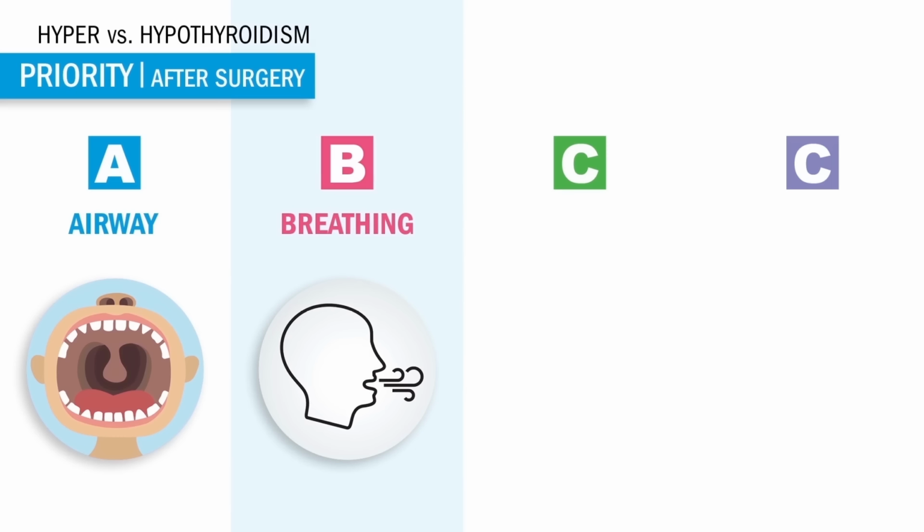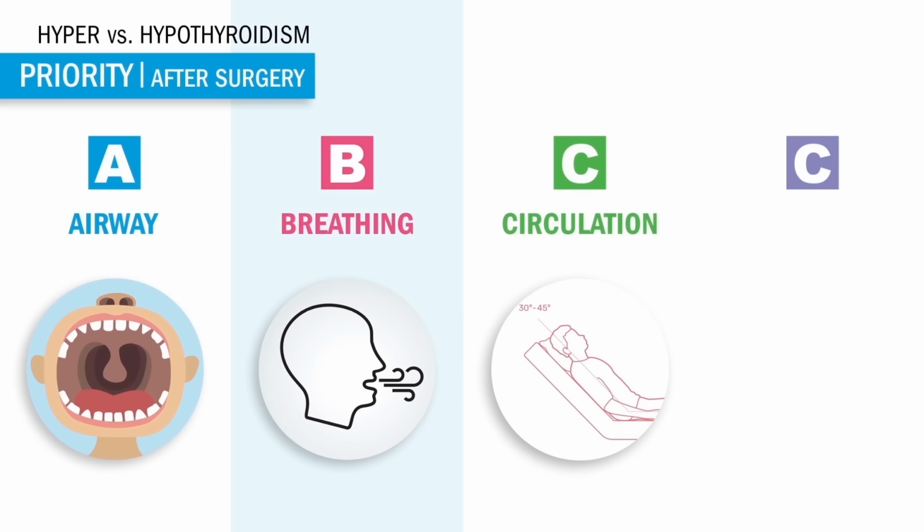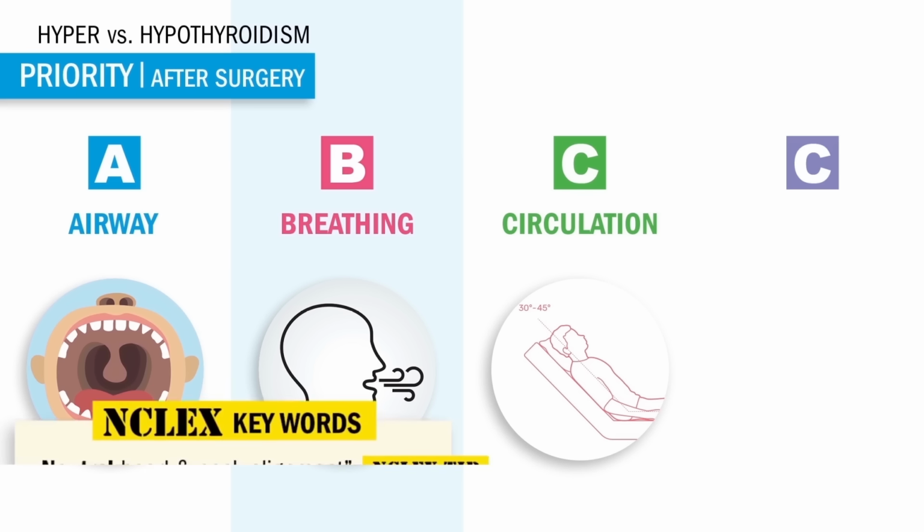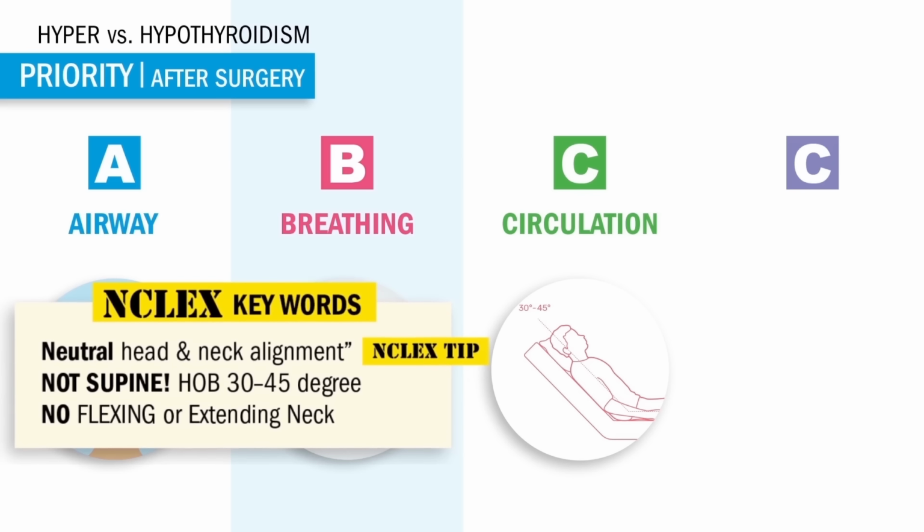Now next, C is for circulation. Obviously, we just had the surgery. So guys, we're looking for bleeding, but specifically bleeding around the pillow and insertion site. Now, big NCLEX key terms for positioning to prevent the bleeding, guys, write these down. We want a neutral head and neck alignment. This means not supine. Big no, guys.